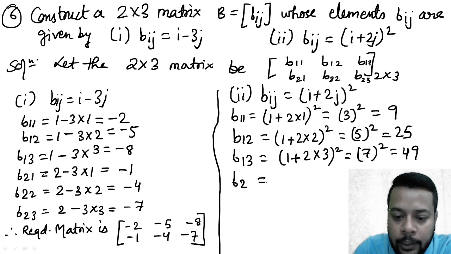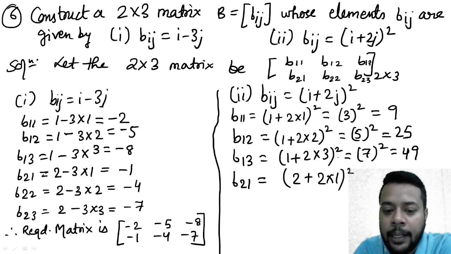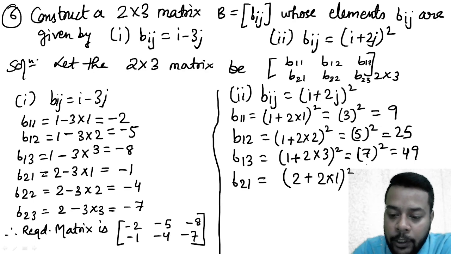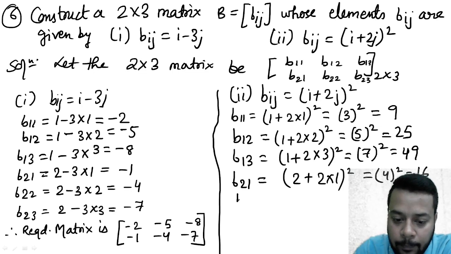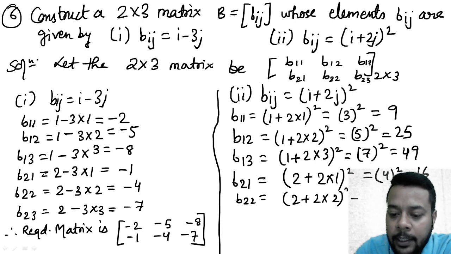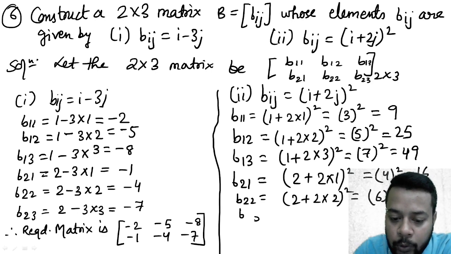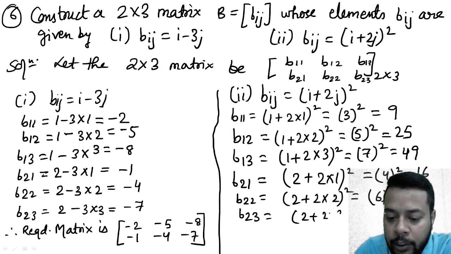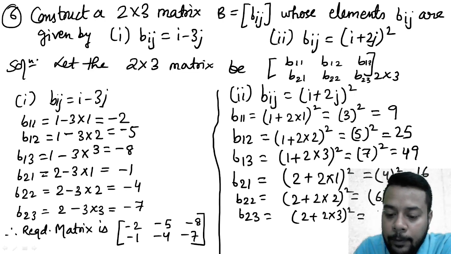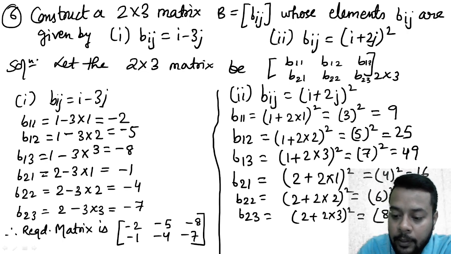What will be B21? It will be 2 plus 2 into 1 whole square. Try to understand: I means the first value, J means the second value. So here I is 2, J is 1. After putting the values, 2 plus 2, 4 square, that is 16. B22 will be 2 plus 2 into 2 whole square, that is 2 plus 4, 6 square, that is 36. And the last one, B23, will be 2 plus 2 into 3 whole square, 2 plus 6, 8 square, that is 64.